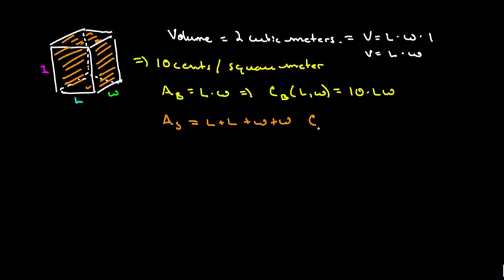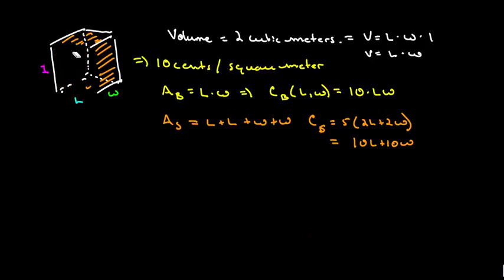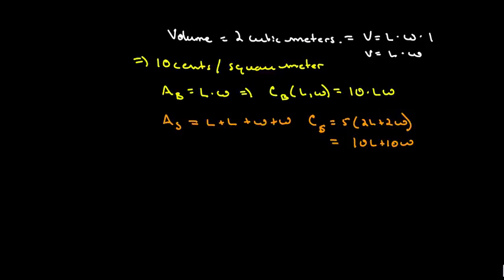And so that means the cost in terms of the sides is equal to, now each of those is 5 cents per square meter, so it's going to be 5 times the square meters, which is 2L plus 2W. So we could also write this as 10L plus 10W. Now the top of the box, let's go ahead and redraw this guy out here.